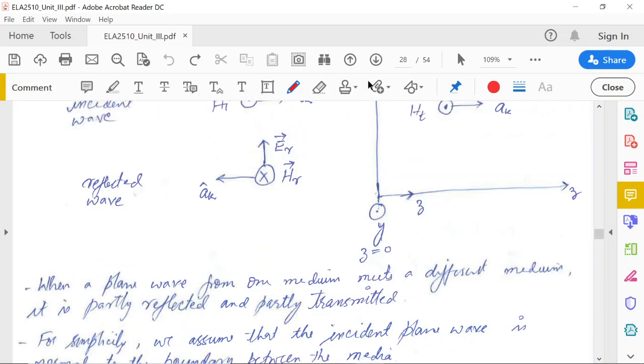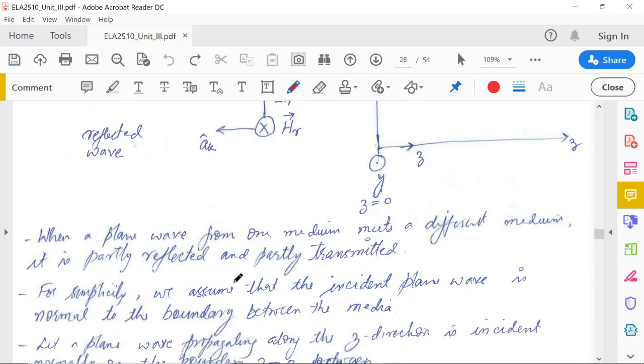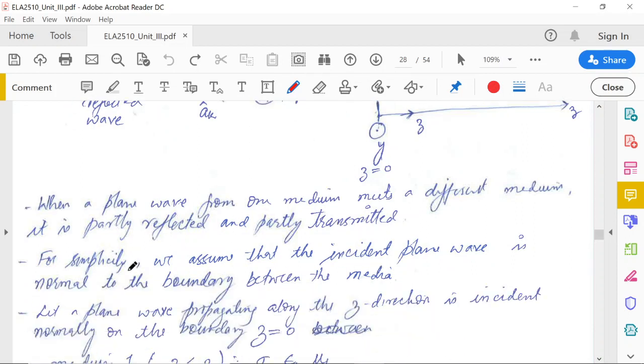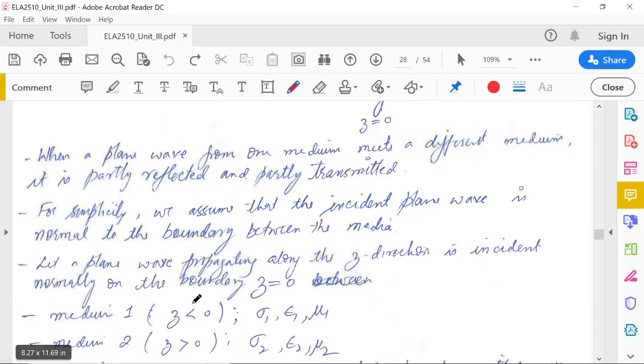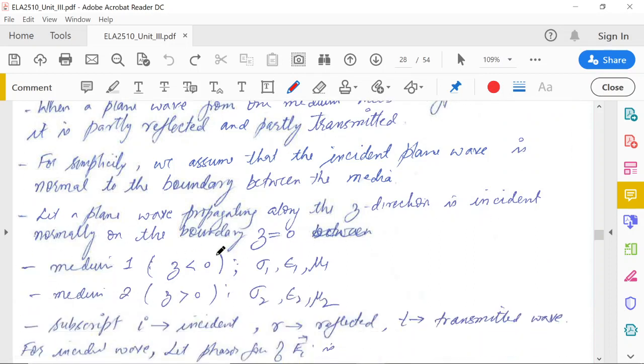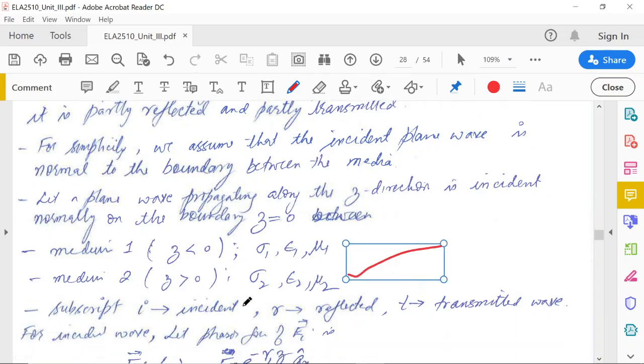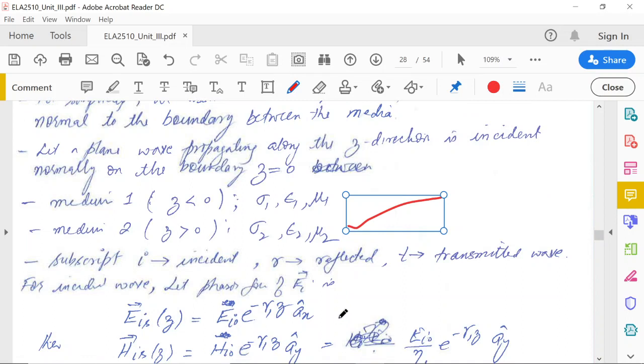Some part will be reflected and some part will be transmitted, as we have seen here. We simply assume that the incident plane wave is normal to the boundary between the media. Let a plane wave propagating along the z direction be incident normally on the boundary z equals 0. When z is less than 0, this is medium 1, where you have these parameters. When z is positive, you are in medium 2, whose parameters are there. I already explained this.